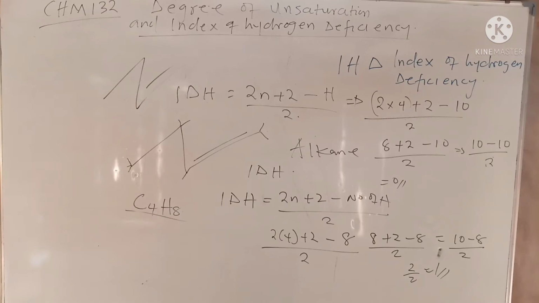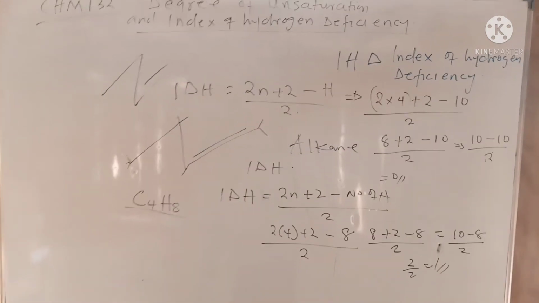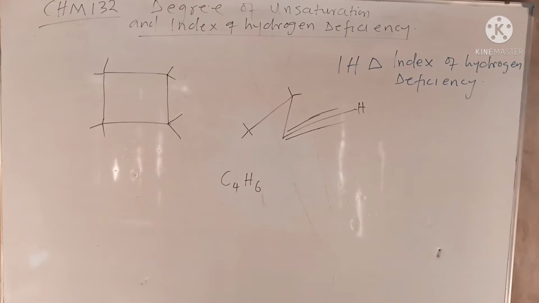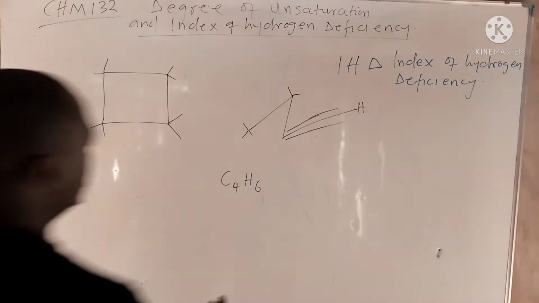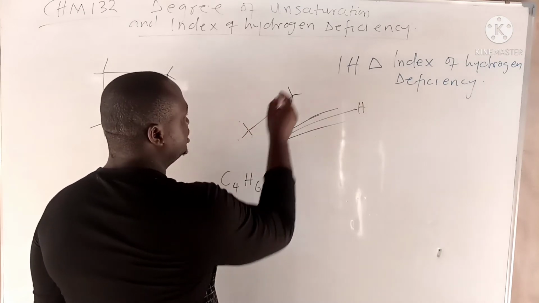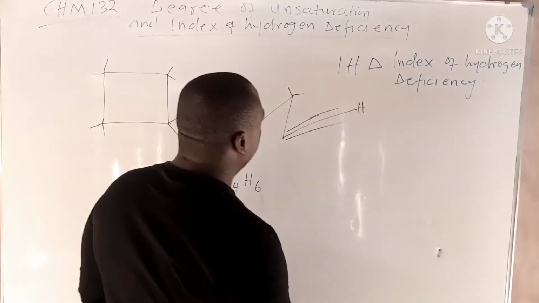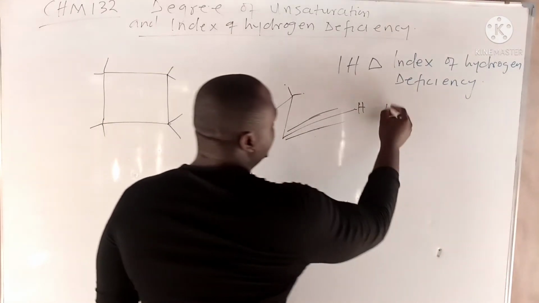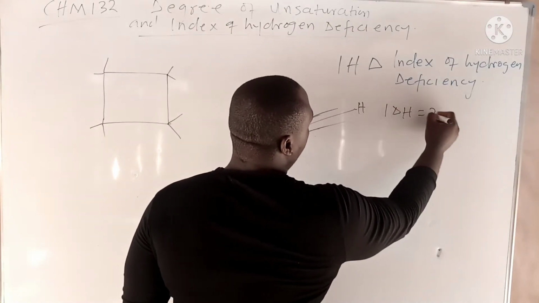What about when we're talking about the triple bond? If we're talking about the triple bond, how are we going to get it? Now, what if we have a triple bond? If I have this triple bond, now of course these are the hydrogens. Now, of course, the IDH for a triple bond is equal to 2.